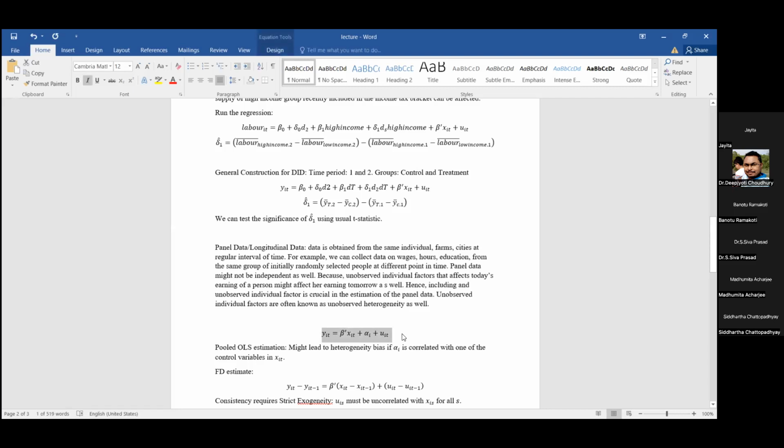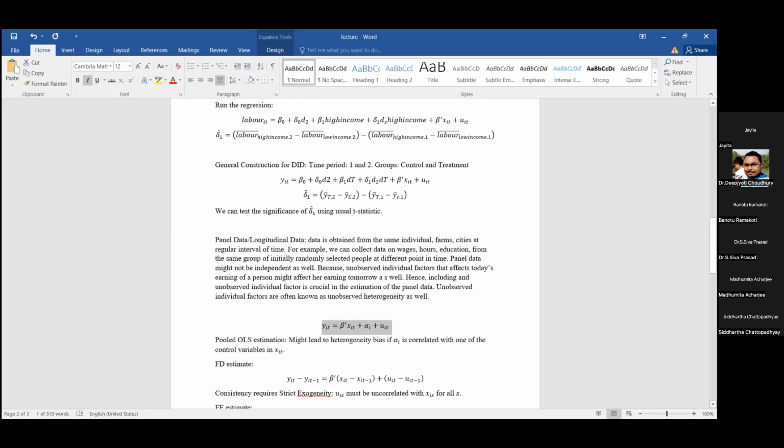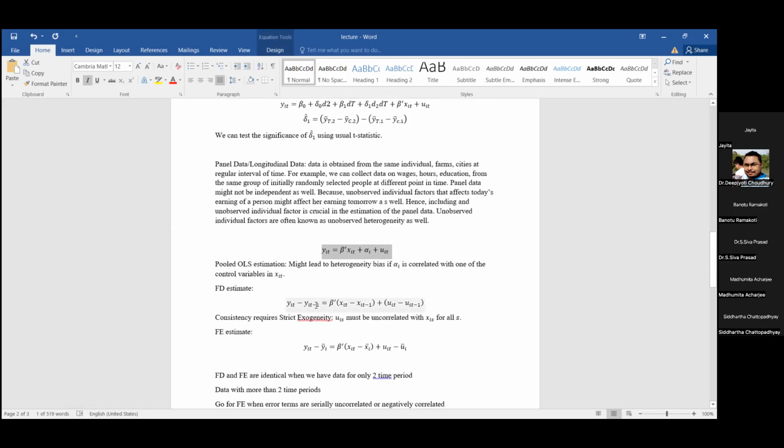The question is, how should I estimate this panel? There are two ways this panel can be estimated initially. Actually, three possible ways. First of all, I can do a simple first difference: Y_it minus Y_i,t-1 equals beta times X_it minus X_i,t-1 plus U_it minus U_i,t-1. I can simply run this regression. Or I can run this regression: Y_it minus Y_i bar equals beta times X_it minus X_i bar plus U_it minus U_i bar. This is called the fixed effect estimate. This is called the first difference estimate.